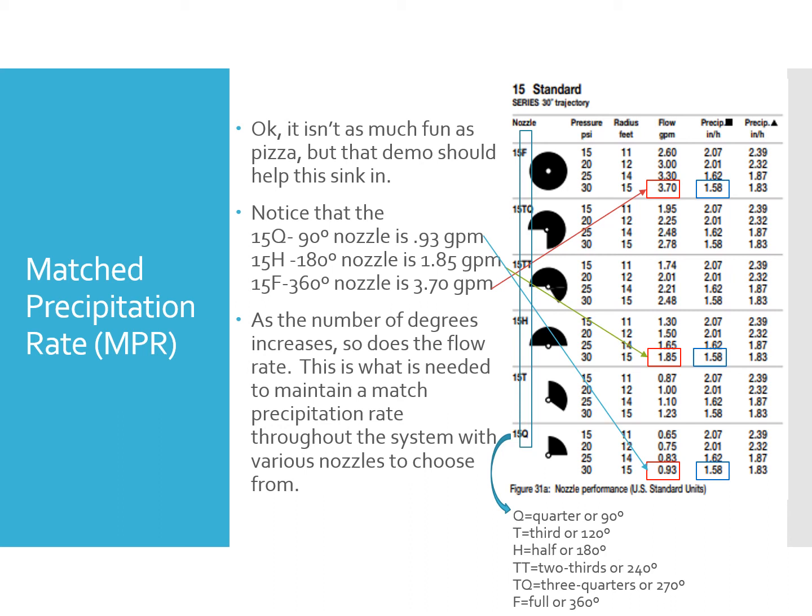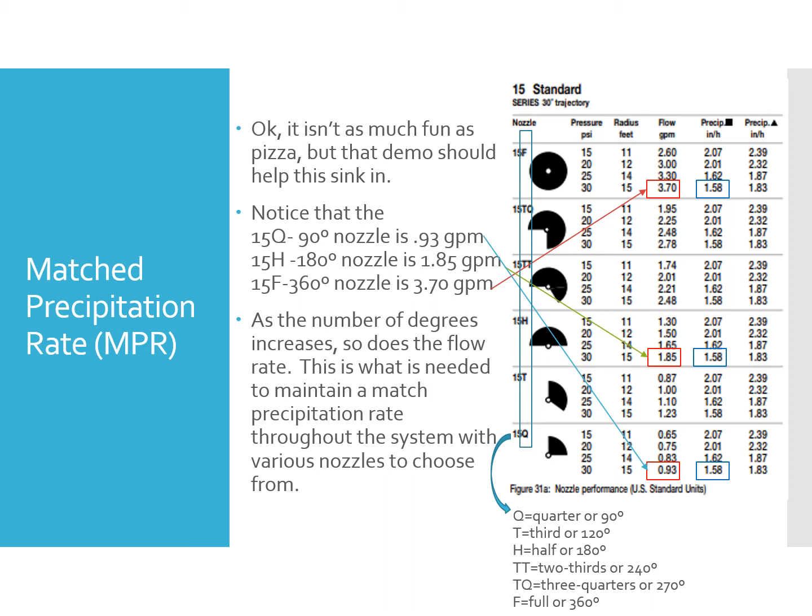Okay, this isn't as much fun as pizza, but this should help it sink in a little bit. So notice here on this chart where it says 15Q, it's a 90-degree nozzle, is 0.93 gallons per minute. Okay, so now let's look at a half circle. A half circle is 1.85. And then let's look at a 360-degree or full circle sprinkler, and it's 3.7 gallons per minute for the entire nozzle. So notice as the number of degrees increases, so does the flow rate.